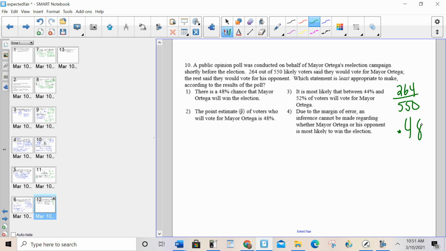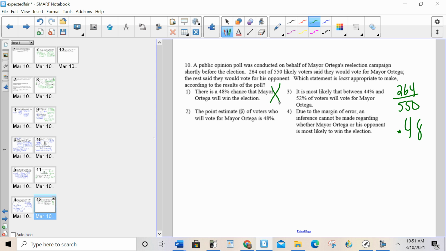Which statement is the least appropriate to make according to the results of the poll? There is a 48% chance that Mayor Ortega will win the election. I cannot say that definitively. All I know is that 48% of the people that were asked said they would vote for him. So I don't really like this so far.